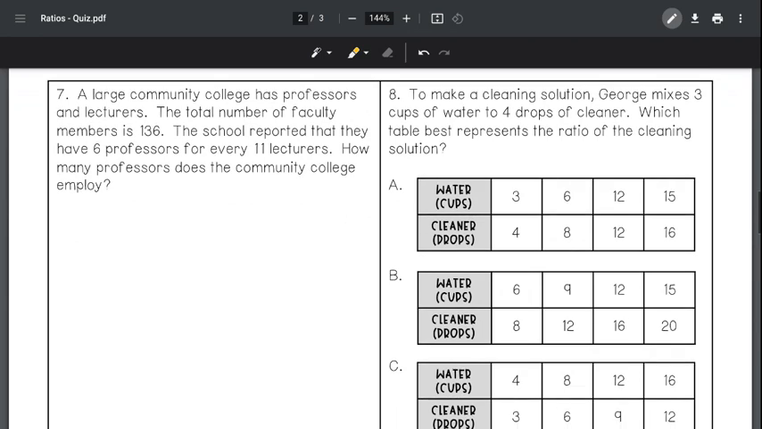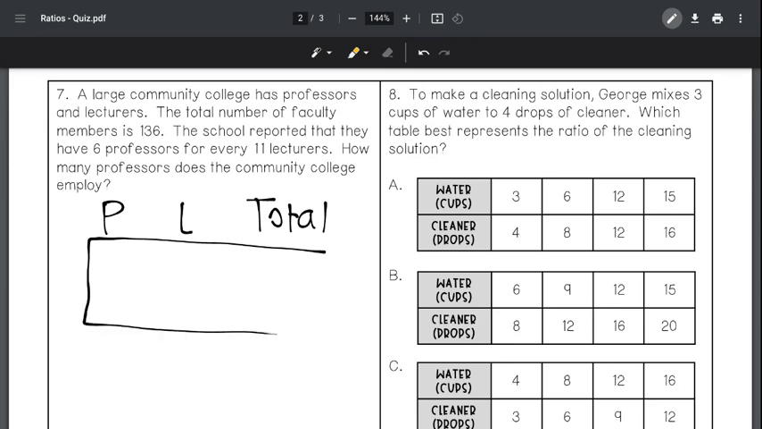Number 7. A large community college has professors and lecturers. The total number of faculty members is 136. The school reported that they have 6 professors for every 11 lecturers. So I've got professors at this college, I've got lecturers, and then we'll have a total. How many professors does the community college employ?